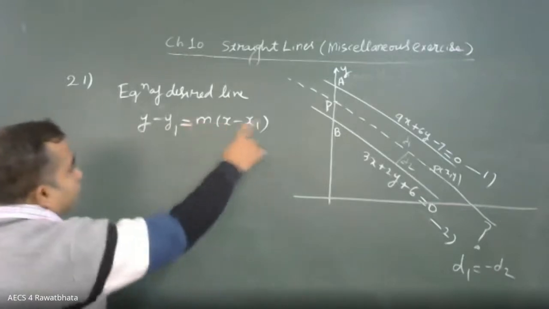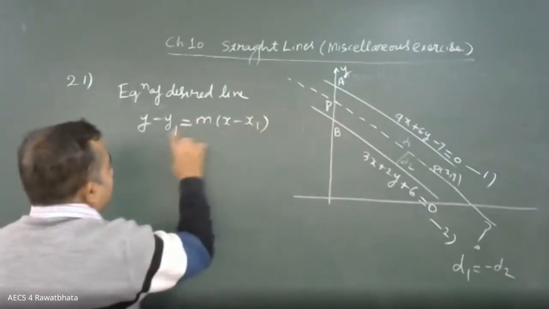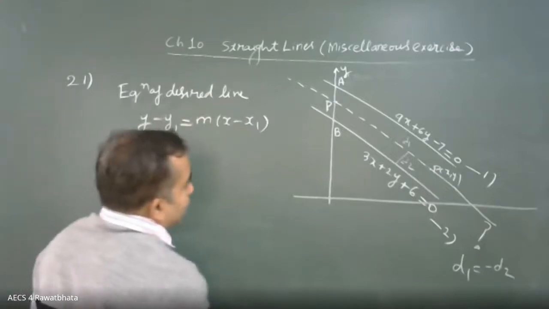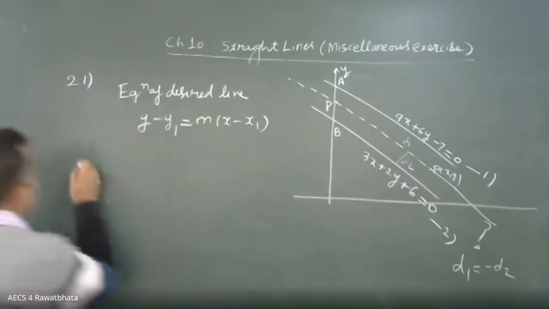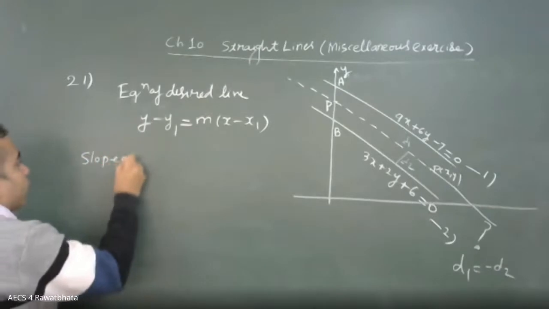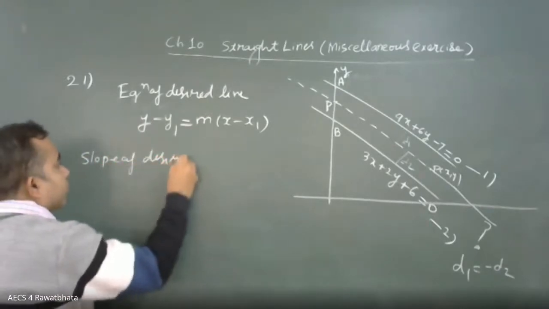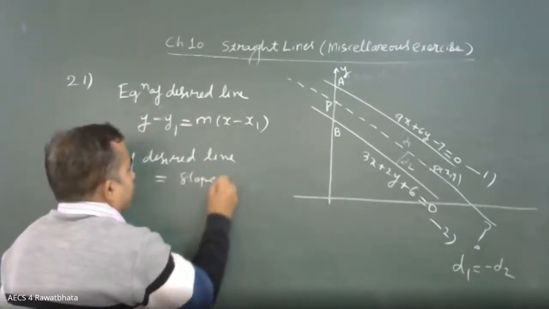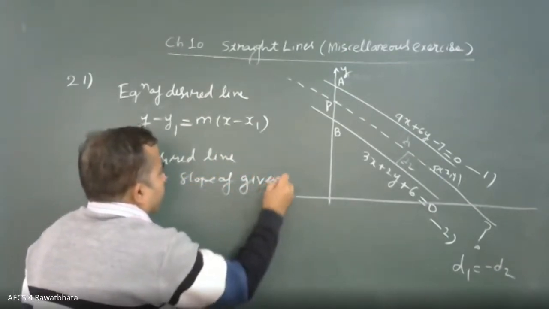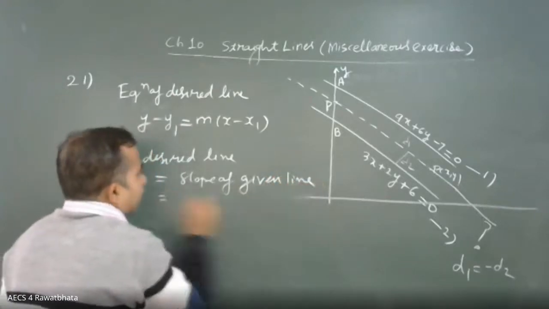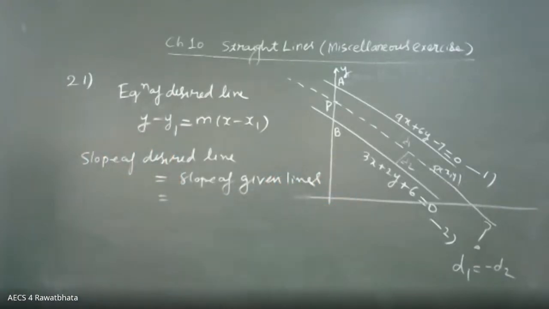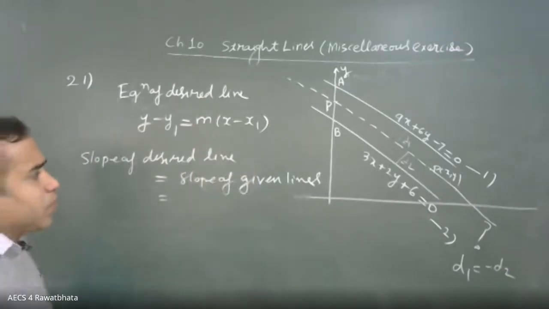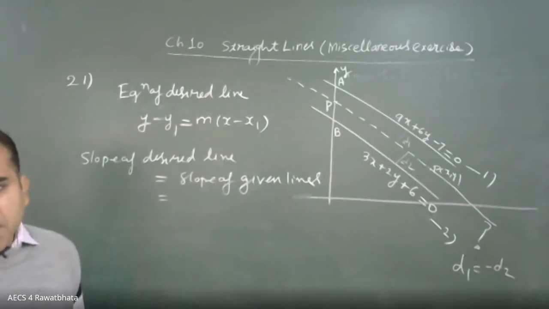So to write the equation of our desired line, this dotted line, we need m, we need a point through which our desired line passes. So slope of desired line will be same as the slope of given lines. So what is the formula when the lines equation are given in ax plus by plus c equal to 0 form? Baladitya, what is the slope of this line? Given line? Baladitya, what is the slope of line 1?